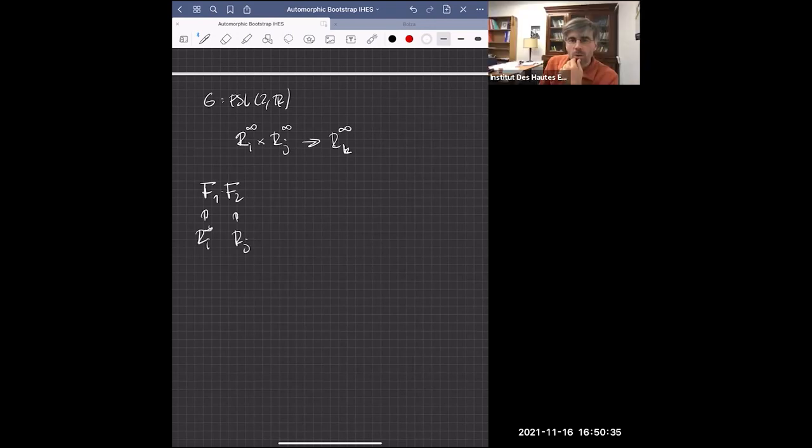Why are you writing R_i infinity? Because I thought that each R_i only consists of infinitely differentiable functions.